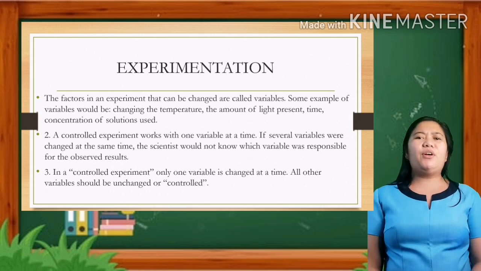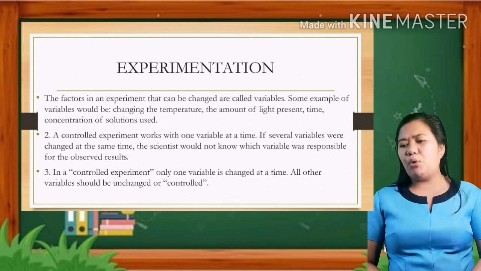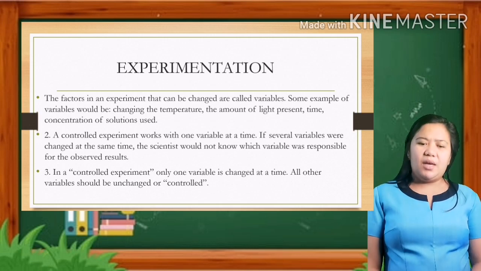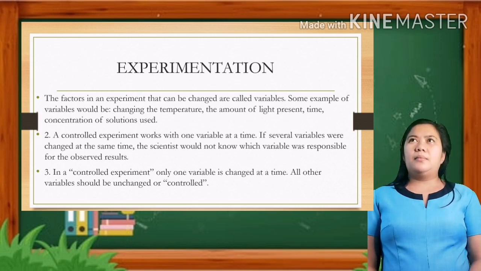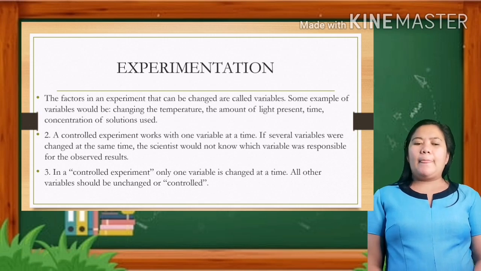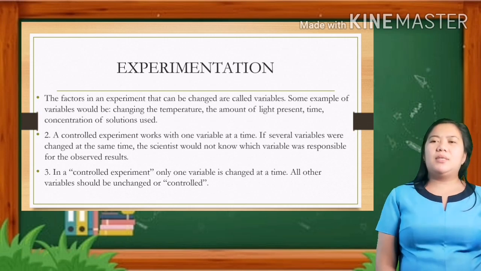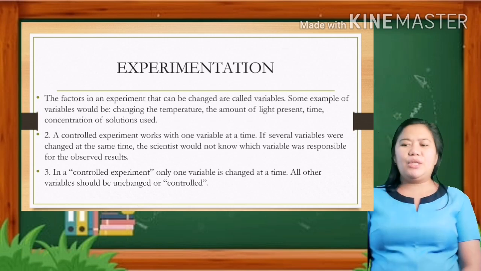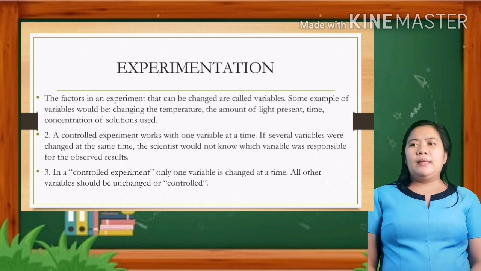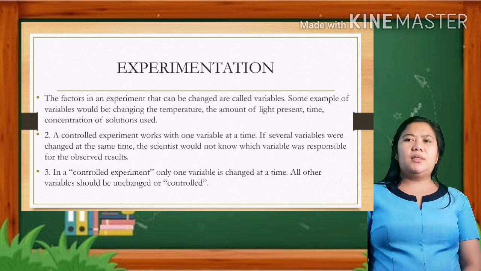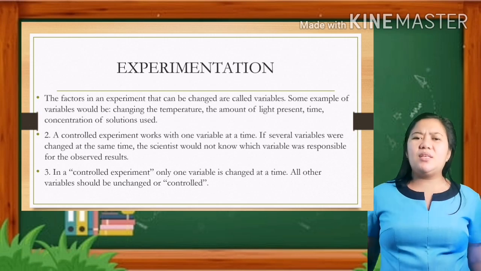All other variables should be unchanged or controlled, because it's very hard if you have a lot of variables to consider on a particular topic. For example, what is the cause of death of a plant in a hydroponic setup? It's very broad because there are a lot of factors to consider in a hydroponic setup. Firstly, the solution of the water, the concentration of the water versus the nutrients that you need to inject with the water. So there are a lot of things to consider.